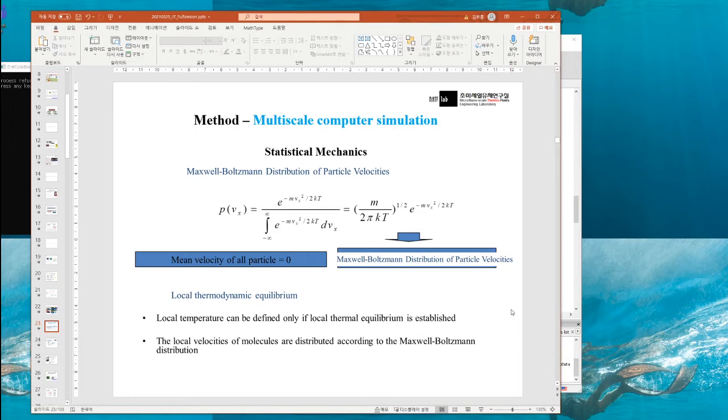In 2008 and 2010, when I submitted my papers to the Journal of Chemical Physics, many reviewers asked us whether the whole system that we built satisfies this local thermodynamic equilibrium. They also asked us to prove it. Because if it doesn't follow this local thermodynamic equilibrium, what we built in that system doesn't physically make sense.